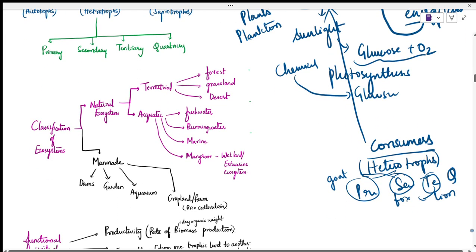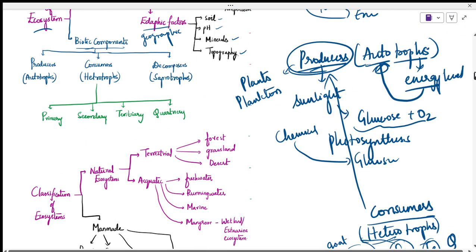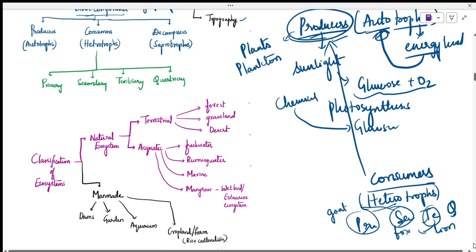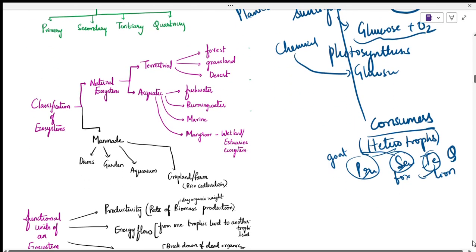Fine. Then we have something called decomposers. Everything will be dying. For example, primary producers also will die. Primary consumers also will die. Secondary consumers also will die. Tertiary consumers also will die. Quaternary consumers also will die. So at this time, they have to be decomposed. They will be decomposed by some of the organisms.